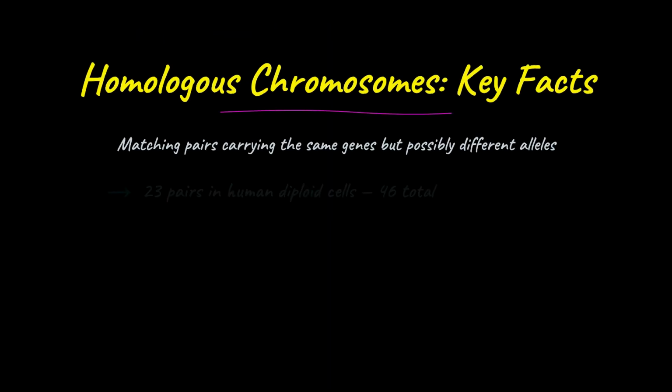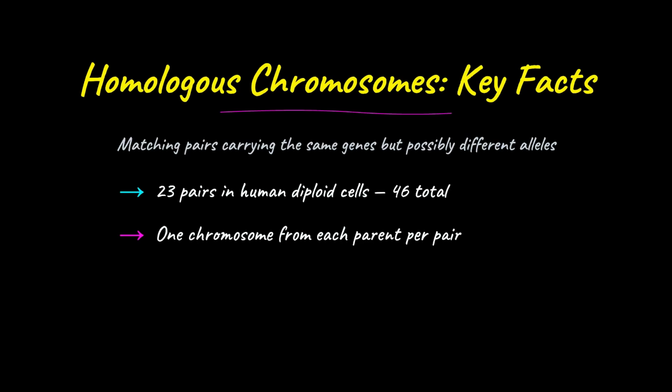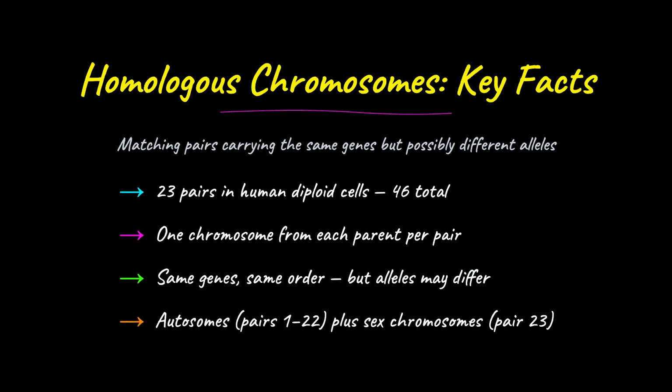Every diploid human cell contains 23 pairs of homologous chromosomes. One member of each pair came from the mother, the other from the father. The first 22 pairs are autosomes, identical in size regardless of sex. The 23rd pair, the sex chromosomes, differs. Females have 2 X chromosomes, while males have 1 X and 1 Y.